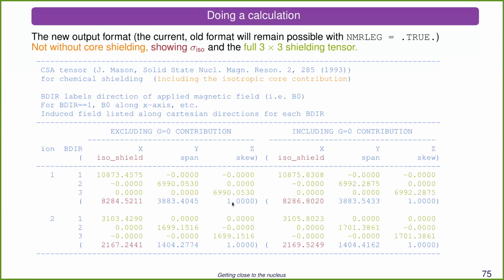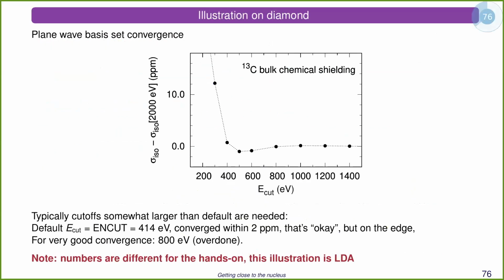The span, and the skew. As you would expect intuitively, the program would actually report. That's the new output. Okay, it's good to say that, I think. Illustrations on diamond is also in the hands-on, but it's slightly different here.